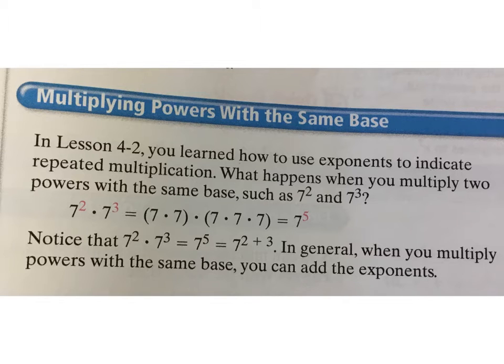Because we all know that 7 squared is 7 times 7, and 7 cubed is 7 times 7 times 7. Well, that makes 5 of them, since multiplication is both commutative and associative, so it's 7 to the 5th power. That's what we're looking at this time. If you've not done the vocab, please go back and do that real quick.